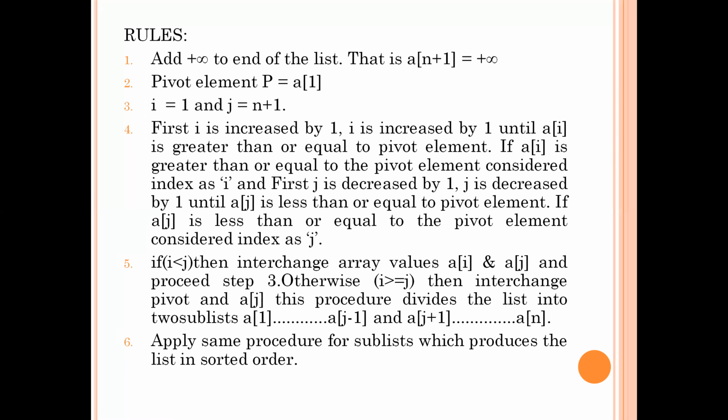So now you will divide the list into two halves. How will it divide the list into two halves? The left sublist becomes a of 1 to a of j minus 1, and the right sublist becomes a of j plus 1 to a of n. Now again the same procedure will be repeated for this left sublist and for this right sublist. So this is what will happen in the case of quicksort. This process continues until the total list is sorted.